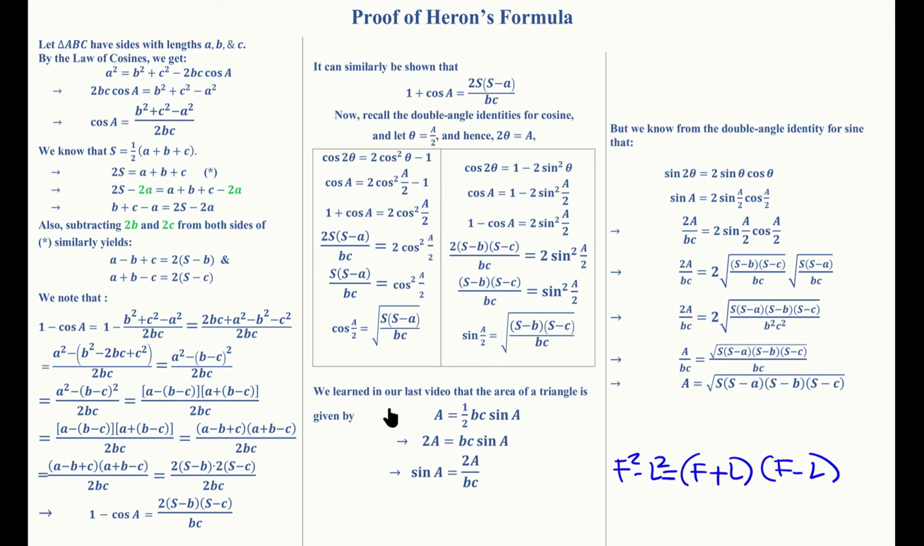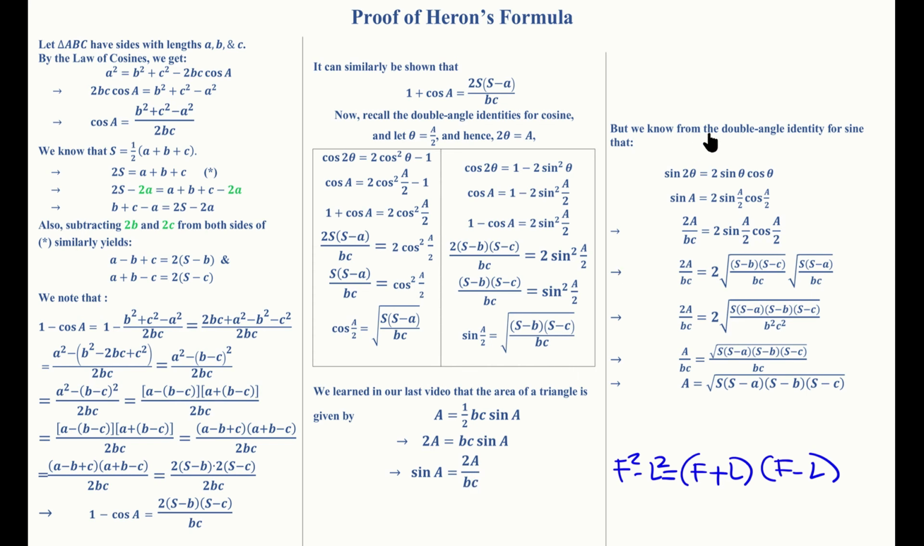But we also learned in the last video that you can find the area of any triangle. That was another universal formula that we found, as long as you know two sides and the angle between them, using this formula, 1/2 bc sine a. Now if you double both sides, you get 2A equals bc sine a, or sine a equals 2A over bc.